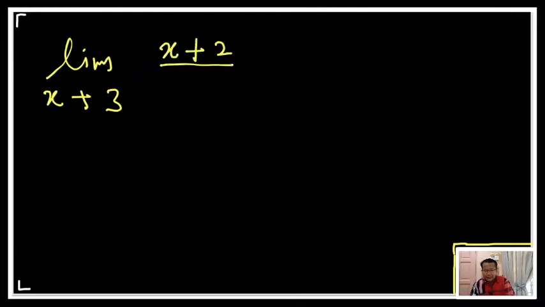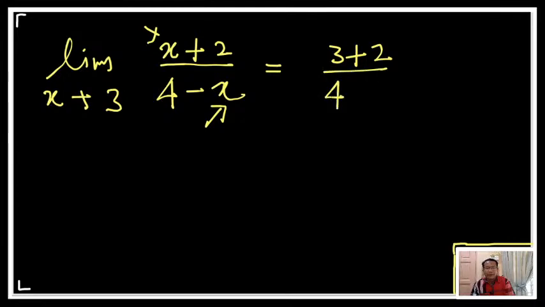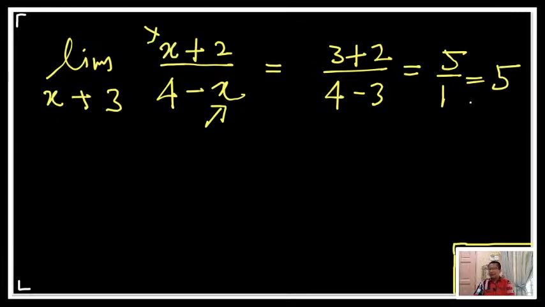Next example. Let's say you have limit as x approaches 3. Why 3? It's just an example, don't worry about it. So you now have a rational function, x plus 2 over 4 minus x. One x here, another x here. So don't worry. You substitute, you will get 3 plus 2 over 4 minus 3. You solve this, you get 5 over 1. So this one is 5. Very easy, right?